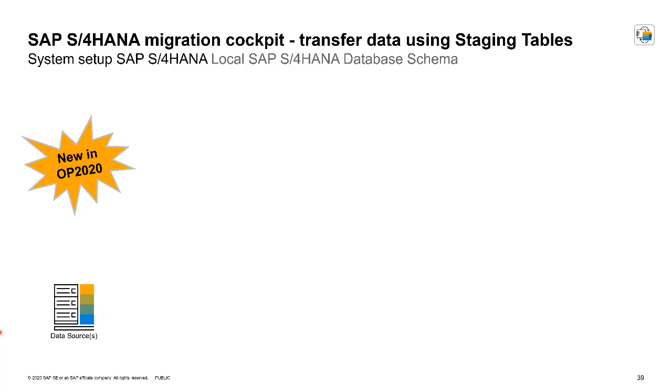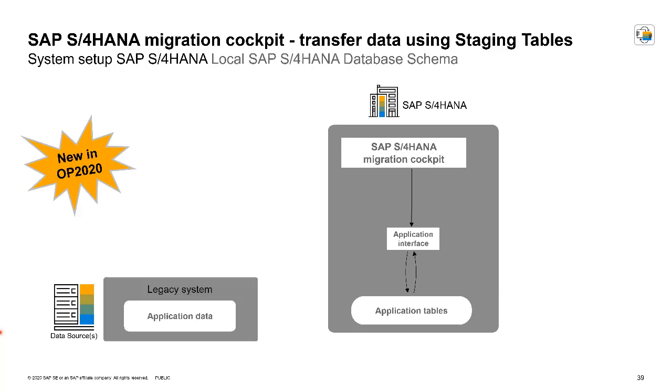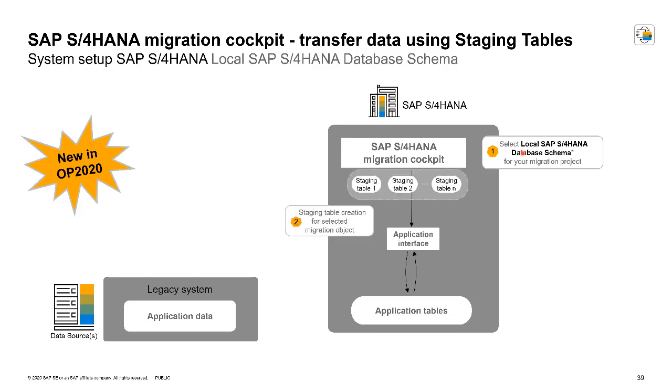Okay, and before we go into the system, I just want to show you how the setup is for the staging tables. You have your SAP S/4HANA system where the cockpit is located. We have the legacy system, your source system, and if you run the local database schema, the staging tables will also be created locally in your SAP S/4HANA DB schema.